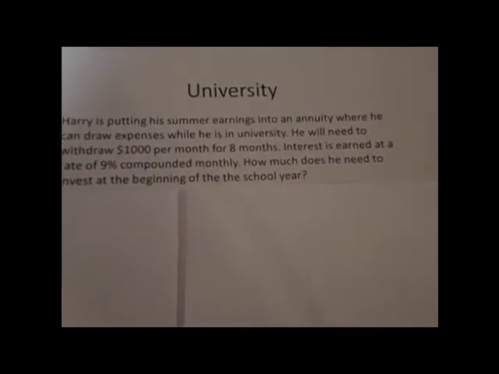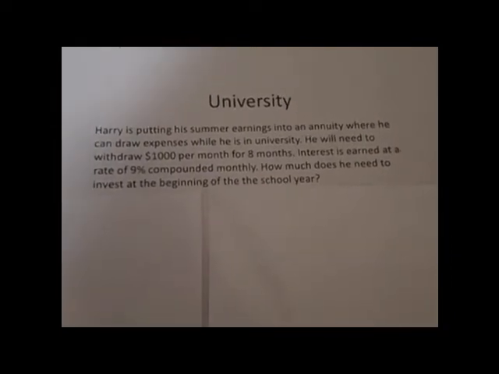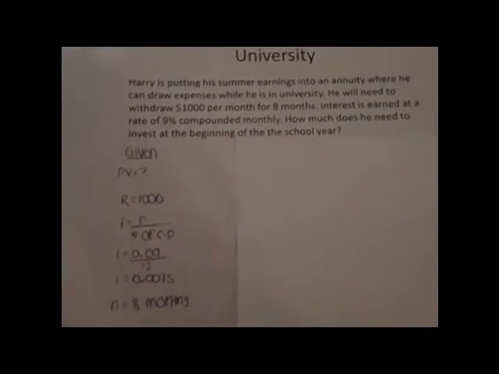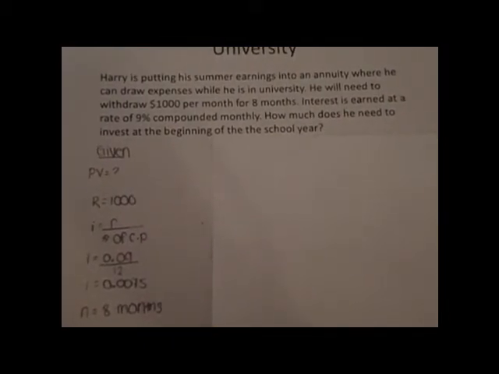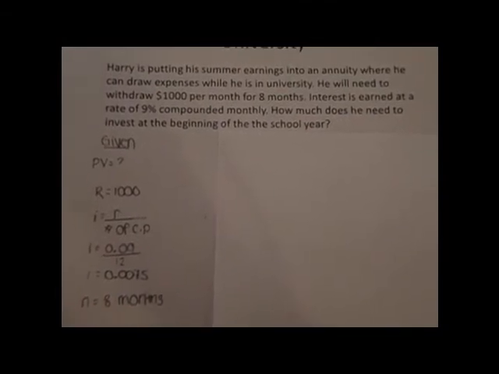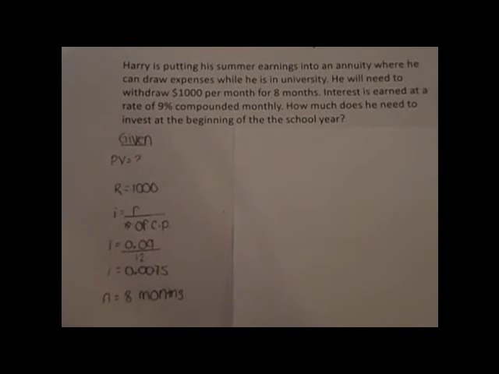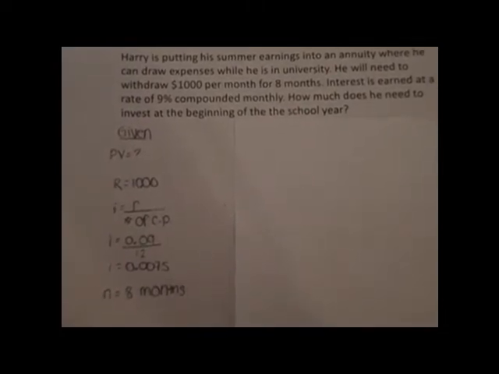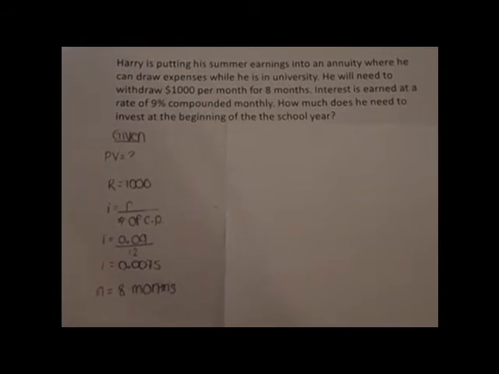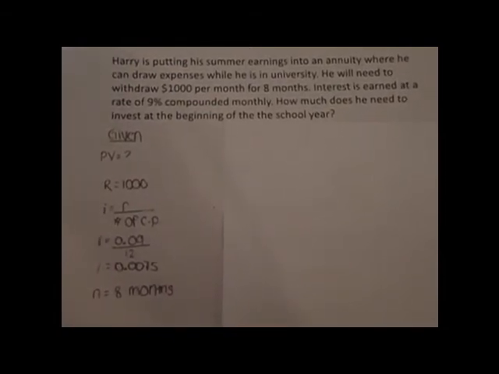So now that you determine this is a present value question, you have to determine the givens and the unknowns. So the givens. The present value is not given. This is because it's asking how much money does he need to invest at the beginning of the year. He wants to know the total amount of money that he will need. The R, which is the regular withdrawal, is given because it says he will need to withdraw $1,000 per month. To find I, you will have to divide the rate by the number of compounding periods. The rate is 9% and the number of compounding periods is 12 because it's compounded monthly. N is the number of compounding periods, and it is 8 months.